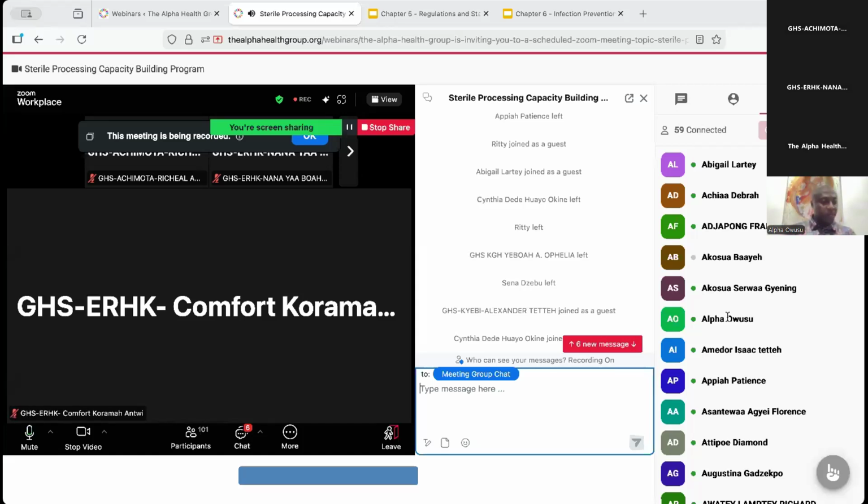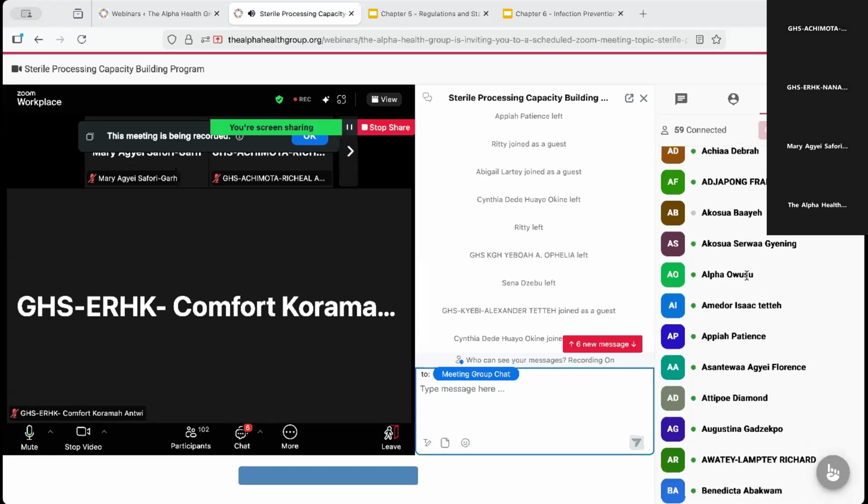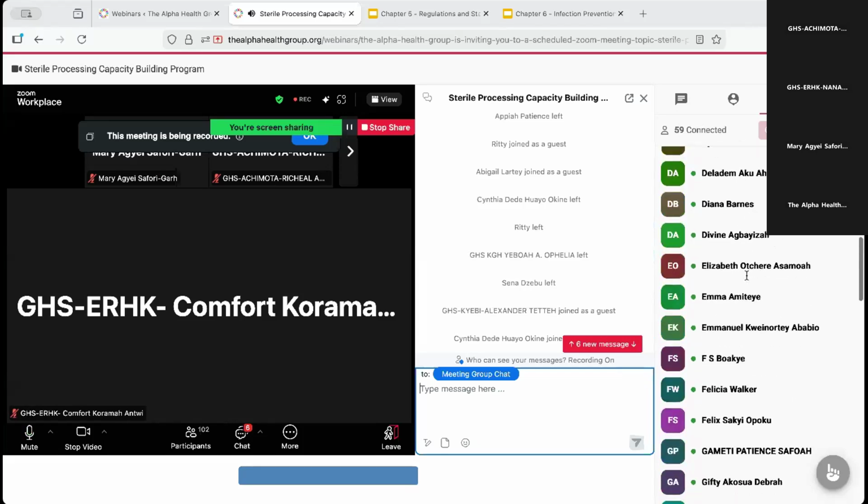Anybody to give a definition of infection, please? So you are saying doing the right thing at the right time, in the right way, for the right person, to achieve the best possible outcomes with standards in mind. Yes. Okay, that is quality. All right. So can I have somebody to give me the definition of infection, please?